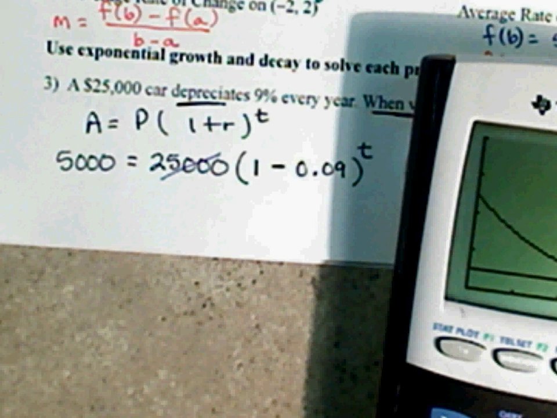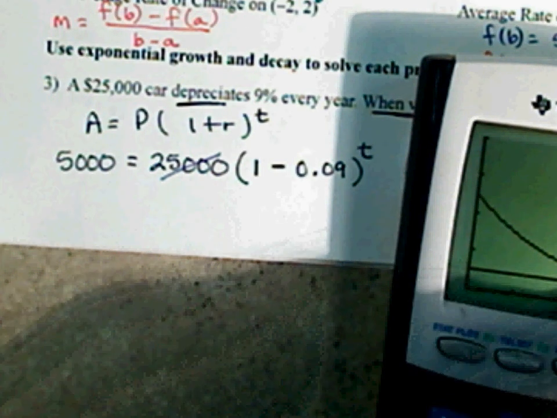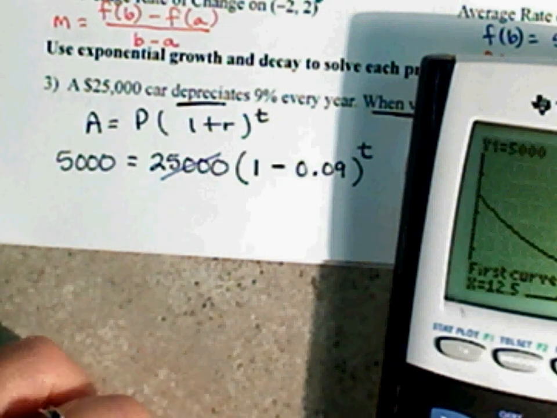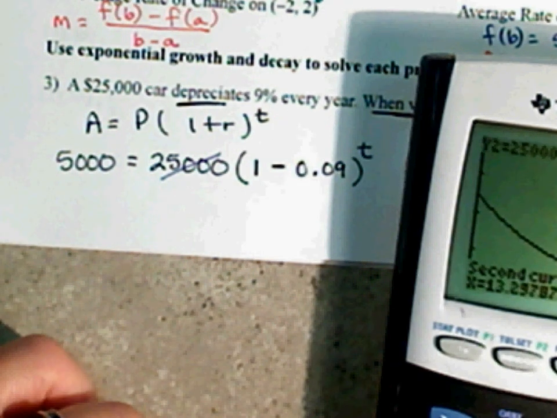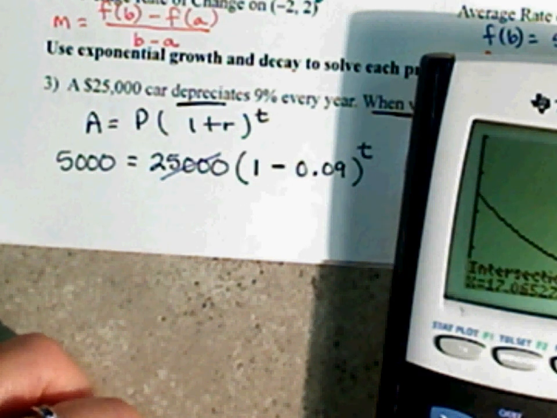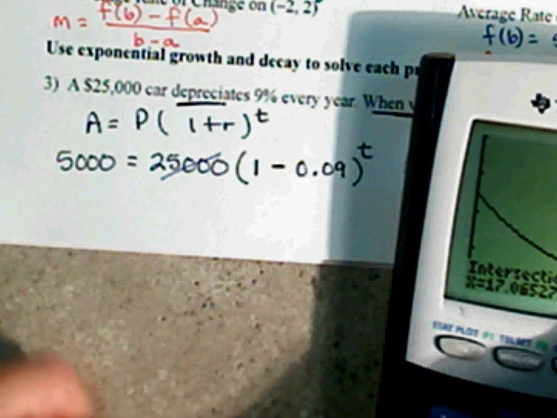All right, now do you see where it crosses right there? If you hit second calc, go to intersect, first curve, right click over till you pass that point. There you go, second curve. Notice, at 5,000, it's going to be 17 years. So, 2 different ways you can do it, okay?